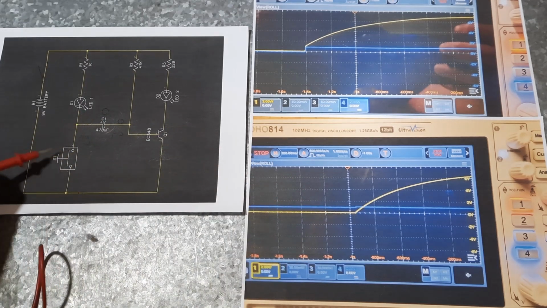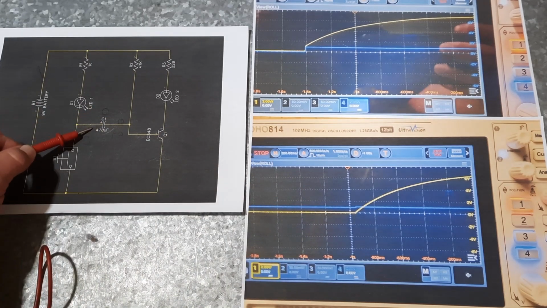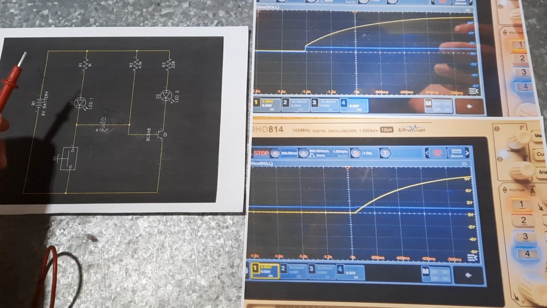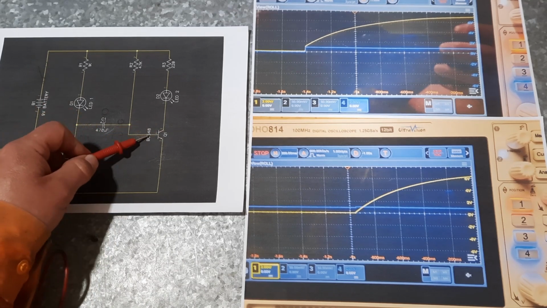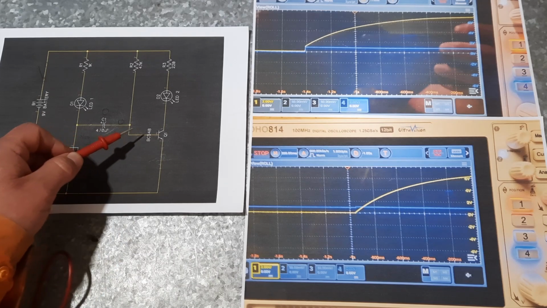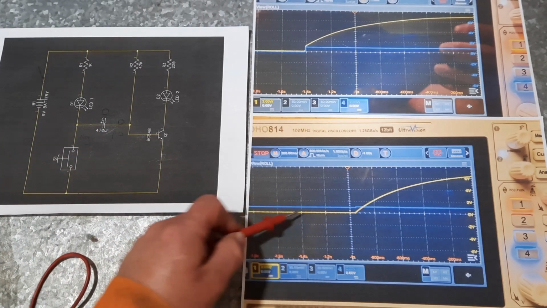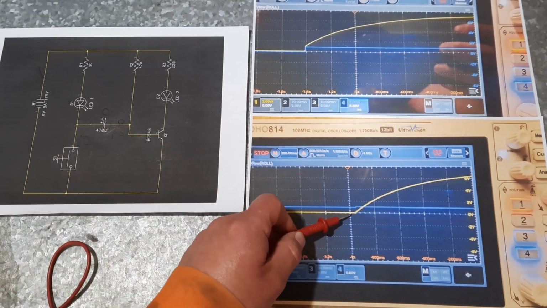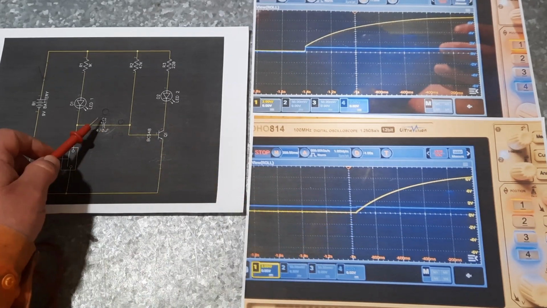If we hold this button in and this falls through 0, this thing will end up at minus 0.7 or 0.8, whatever this voltage from base to emitter is. So if you look at this yellow trace and you minus the base emitter, you will know how much charge is in this cap.